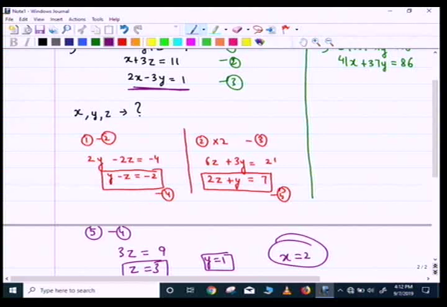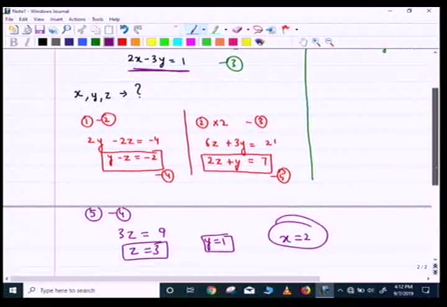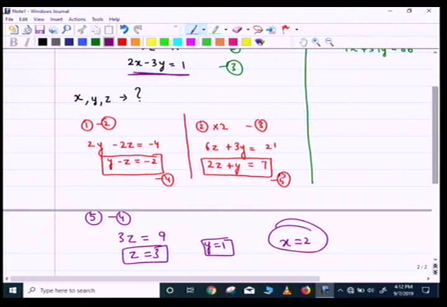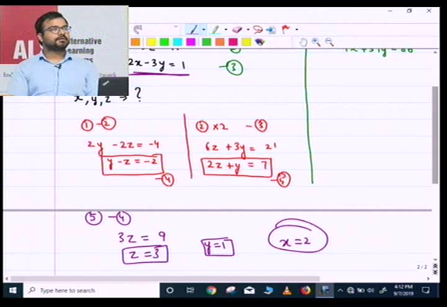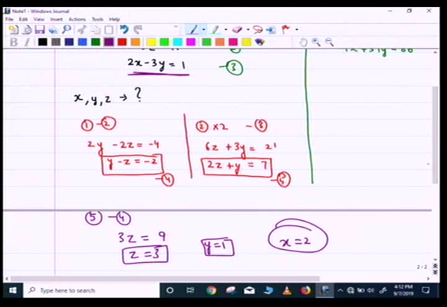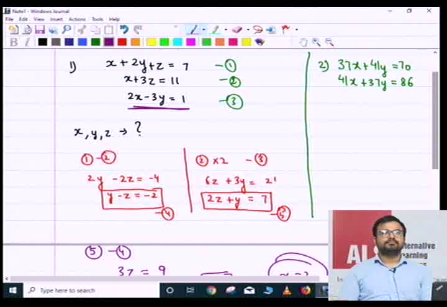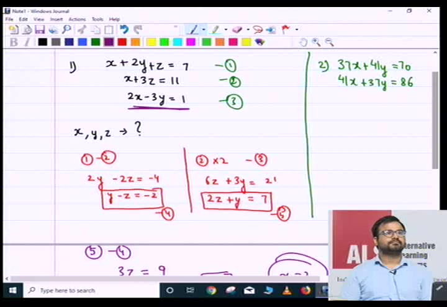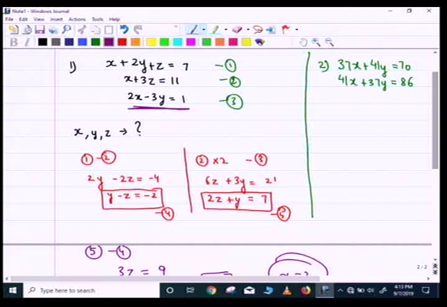All of you are getting it? Any doubt in this question? Give your responses. Any doubt in this question?